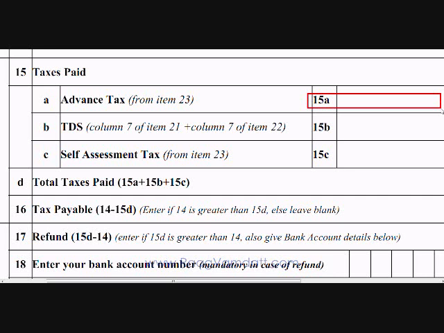When you anticipate that the tax deducted at source and advance tax paid by you is not sufficient to meet your income tax liability, you pay the anticipated difference as self-assessment tax at the end of the financial year. If you have paid any self-assessment tax, put it in box 15C. Add up the amounts from boxes 15A, 15B and 15C and put it in box 15D. This gives us the total taxes paid by you during the year.